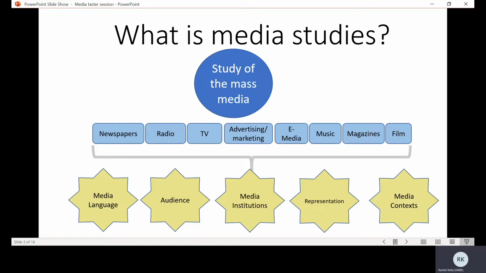So we look at media language, or how the different types of media are made, what they're made up of, how they create meaning for us. We look at audience and how the audience is targeted. We look at media institutions, so all the different types of company that make the media. We look at representation and the way people and social groups are represented. And we look at media context, which is the time in which things were made and what was going on at the time that the different media products were made.